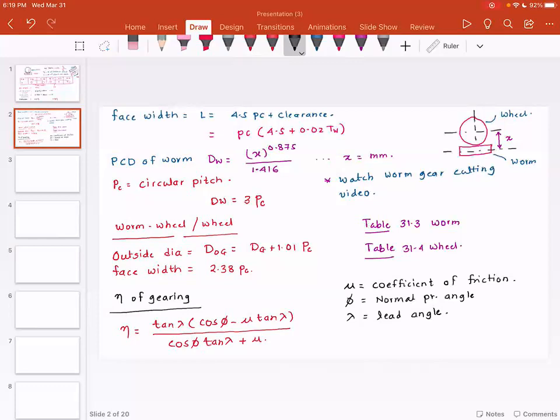And for worm wheel, when you select the materials, you would want to use the appropriate value of the coefficient of friction. The coefficient of friction is dependent on the speed of the gearing. What I'm going to show you here is an approximate relationship between mu and n. When you start, your speed is zero, so the coefficient of friction is usually quite high. As speed increases, the coefficient of friction drops down. And after some time, you will notice the coefficient of friction gradually starts increasing.